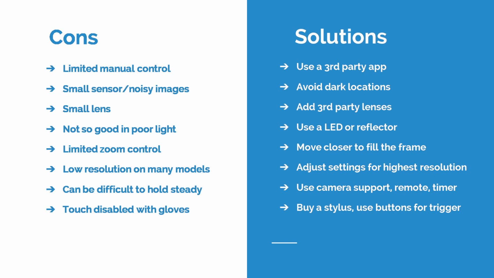So you've got it fixed on the tripod, you hit the trigger, in 2 or 3 seconds it'll take the shot so your hand's further away from the camera and it's no longer moving. To avoid the problem of touch disabling with gloves, we can buy a stylus or use buttons for the trigger. So I'll show you examples of that again in a sec.